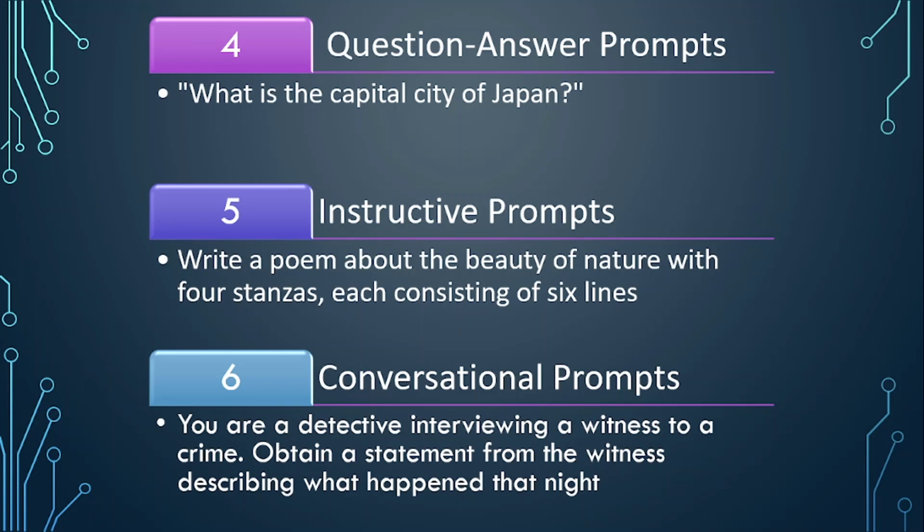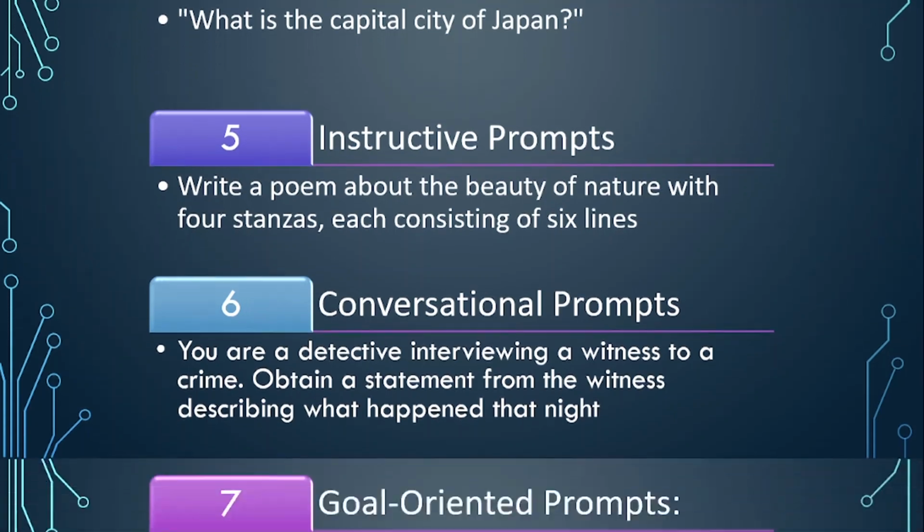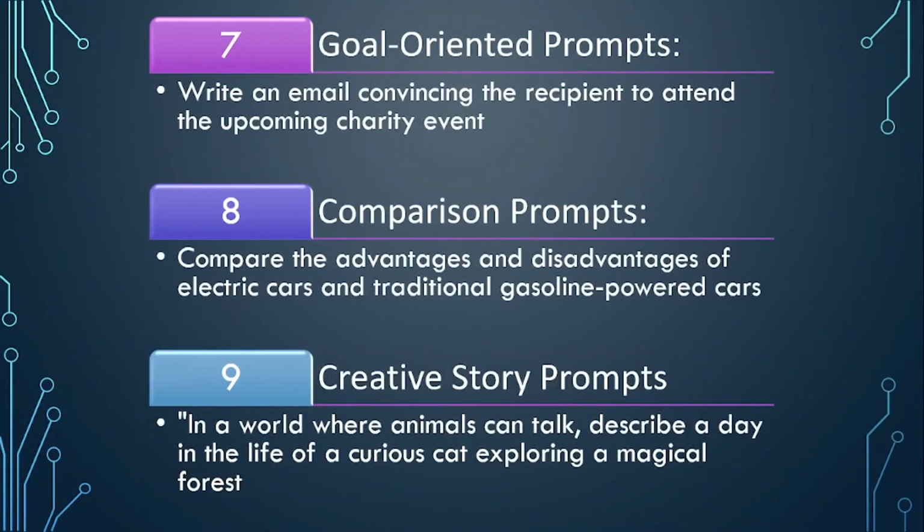Sixth one is conversational prompts. You are a detective interviewing a witness. It helps in conversation. It helps in communicating between us and ChatGPT. These are called conversational prompts. Seventh one is goal-oriented prompt. Write an email convincing the recipient to attend an upcoming charity event, or an email to a boss. We have a specific goal in mind and we want ChatGPT to achieve that goal. Eighth one is a comparison prompt.